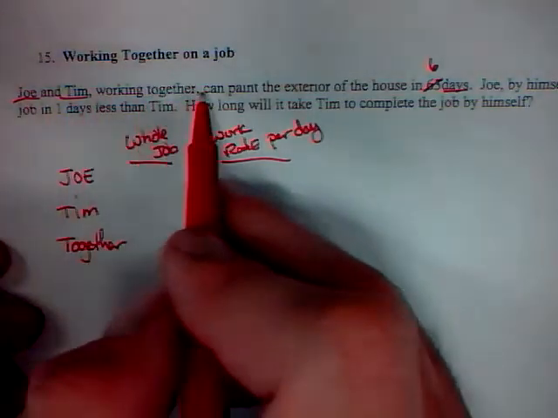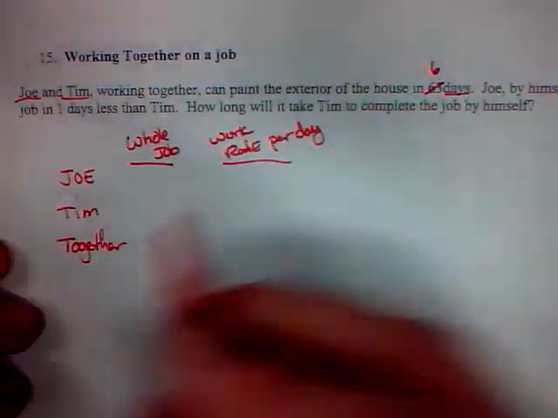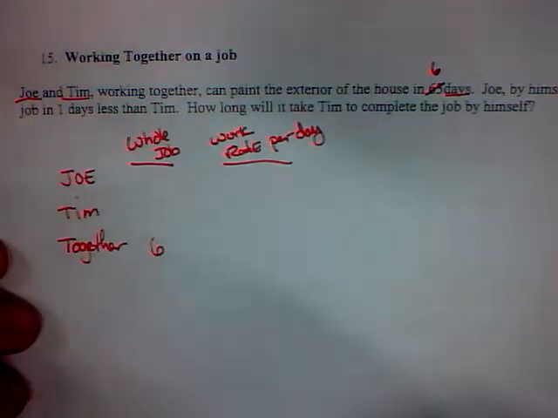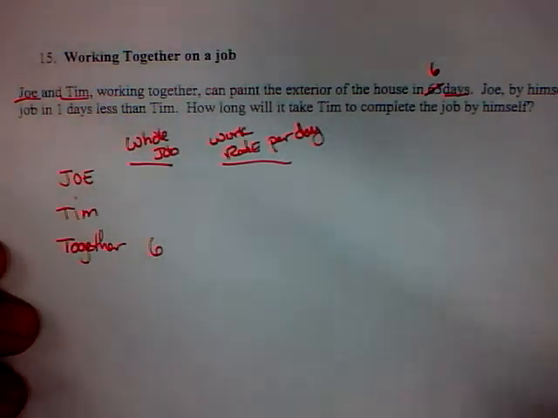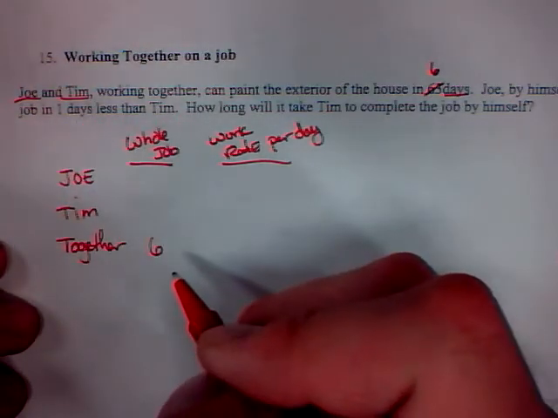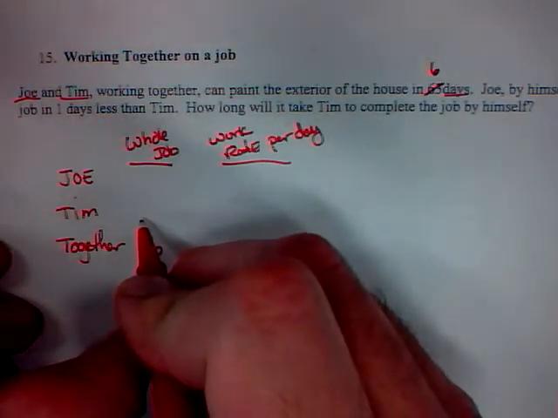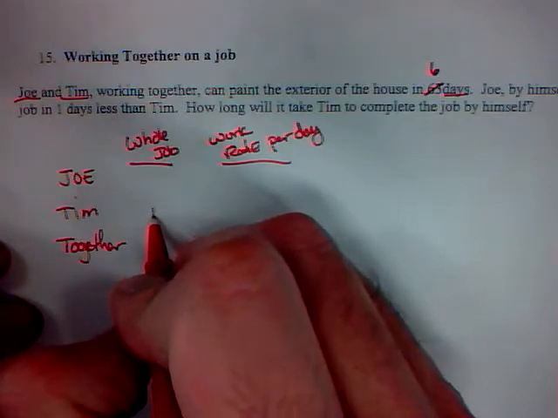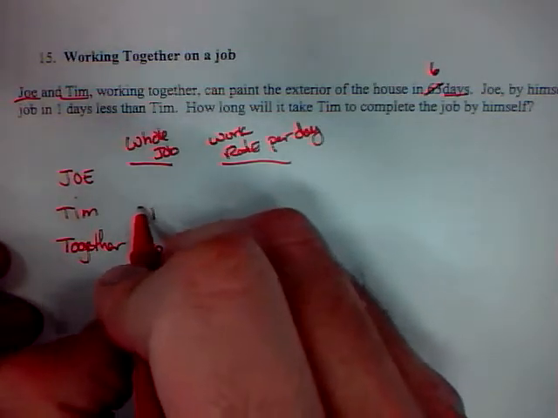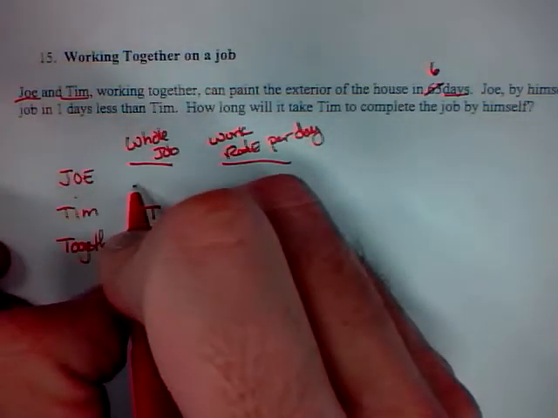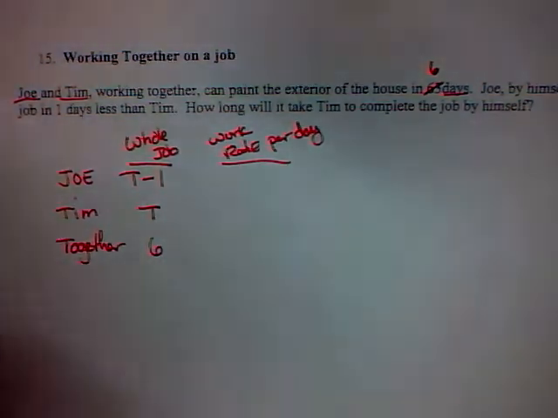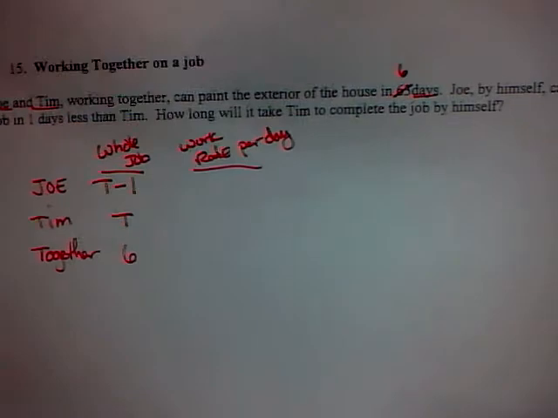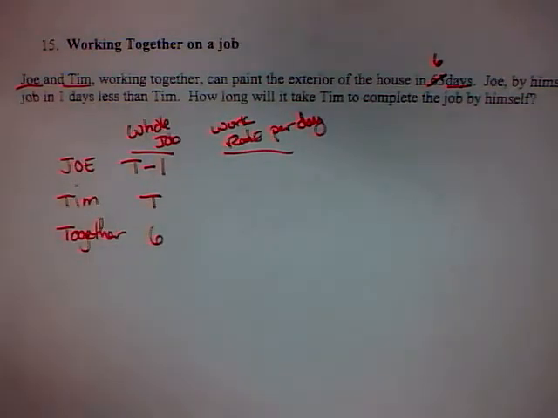So Joe and Tim working together can paint the house in 6 days. So together is 6 days. Joe by himself can do it in 1 day less than Tim. So if Tim is, let's call him T, then Joe would be T minus 1, because Joe can do it in 1 day less than Tim.